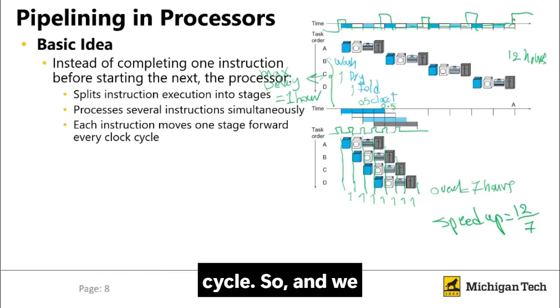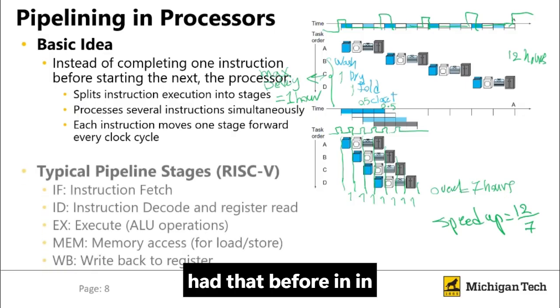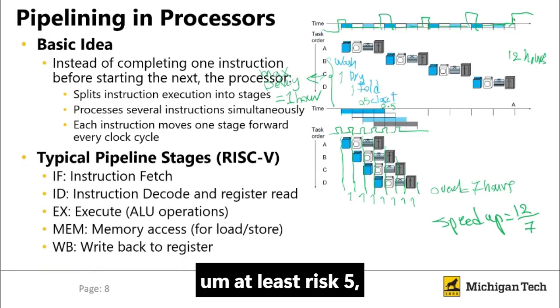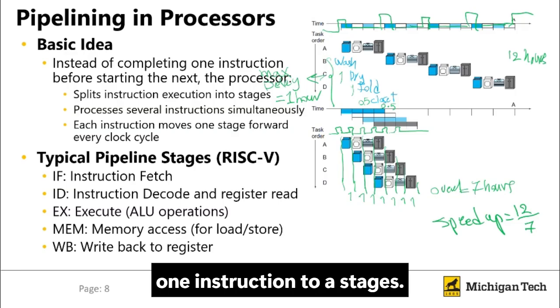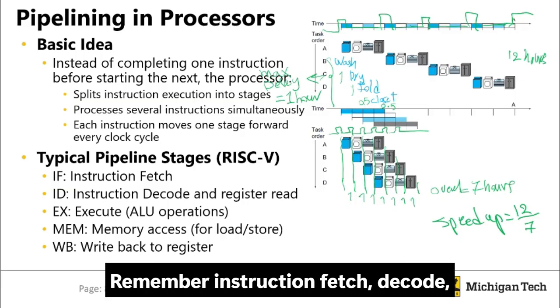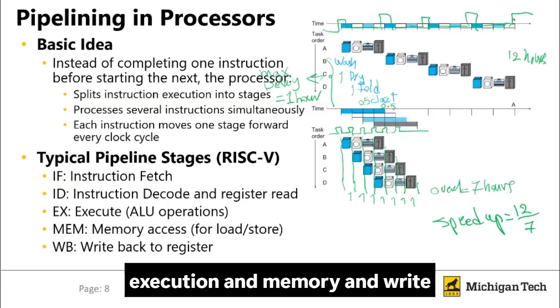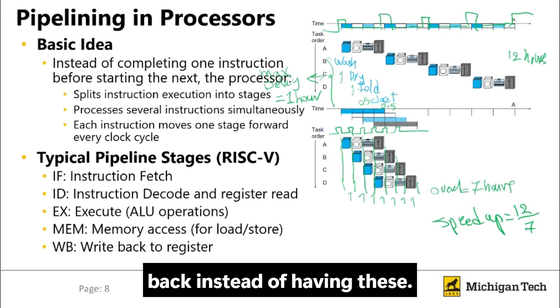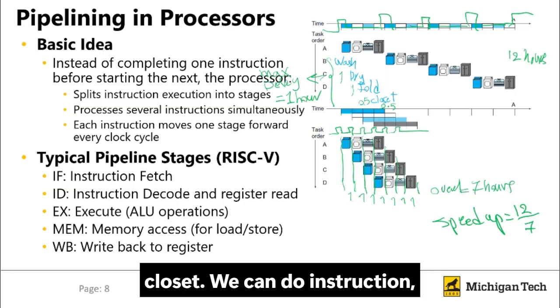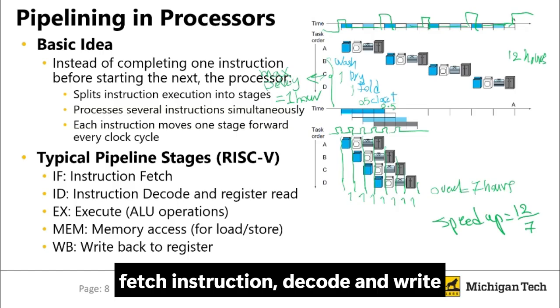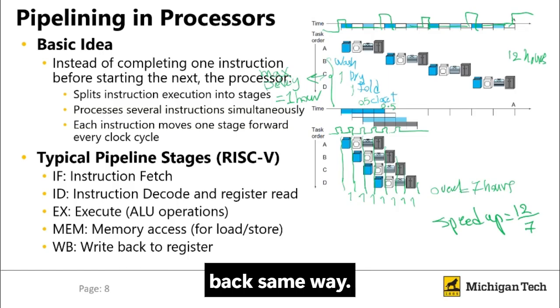We had that before in RISC-V: we already divided finishing one instruction into stages. Remember, instruction fetch, decode, execution, memory, and write back. Instead of washing, drying, folding, and closet, we can do instruction fetch, instruction decode, and so on, through write back. Same way.